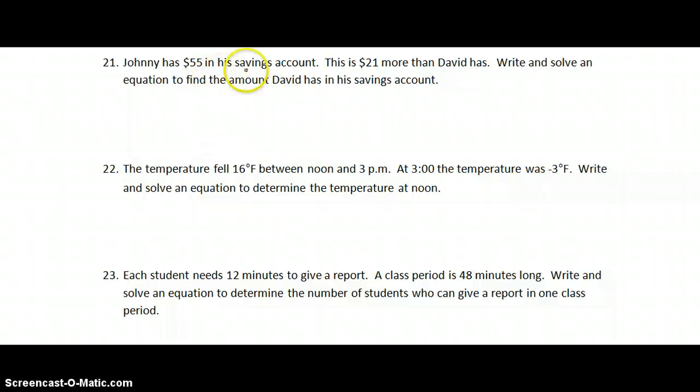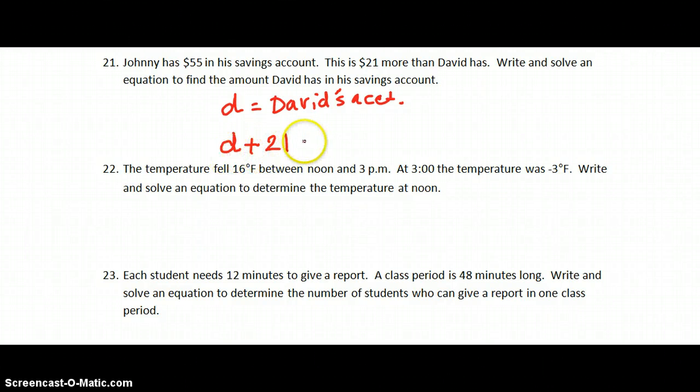All right, so Johnny has $55 in his savings account. This is $21 more than David. I'm going to give D of the variable for guess who? For David. For David's account, his savings account. So David's account is D. Write an equation to find the amount that David has. So that's what we're looking for. We're looking for David's amount in his account. And Johnny's is $21 more than David's. So I'm going to take David and I'm going to add $21 to it and say that that equals 55. Because whatever David had, you add 21 to get Johnny because he had 21 more than David.